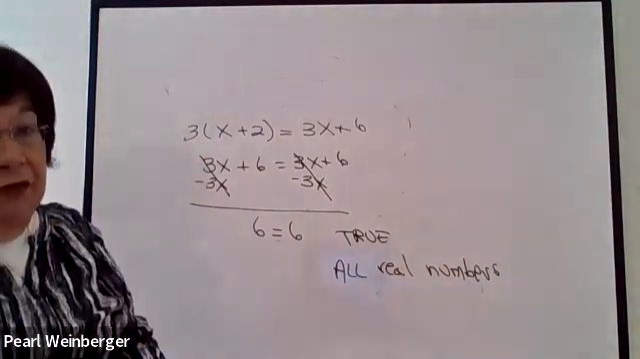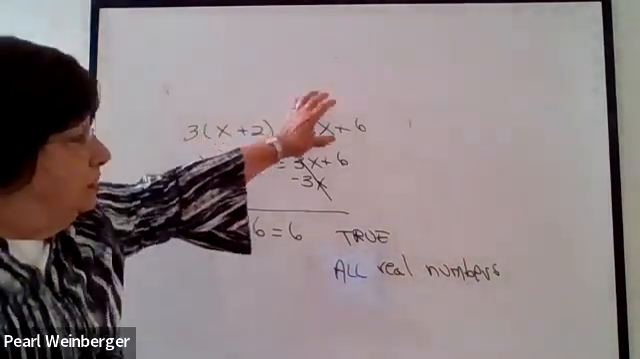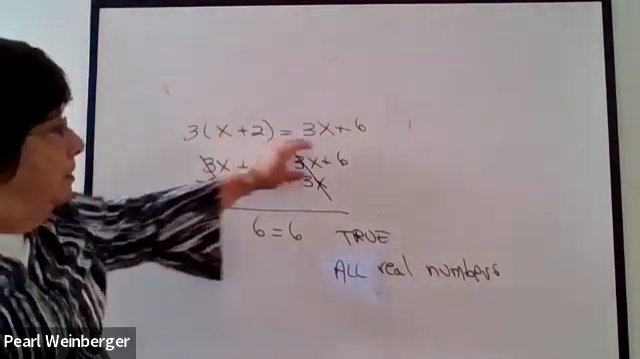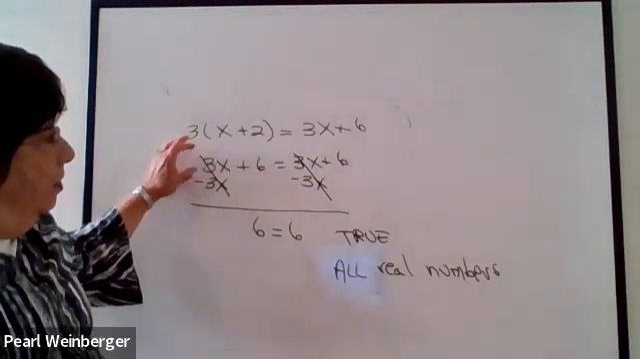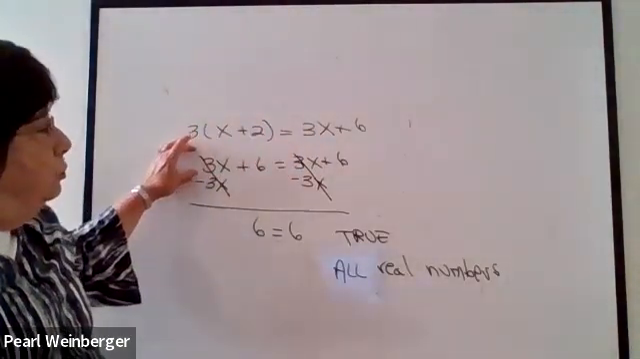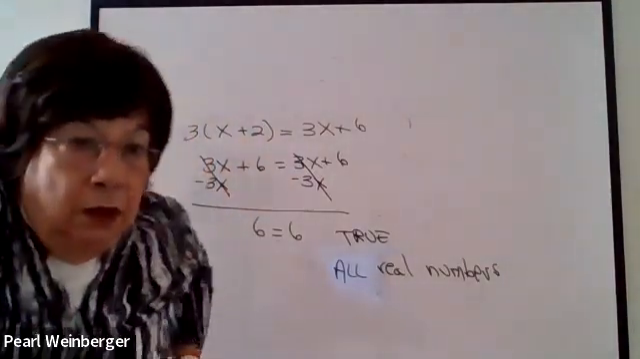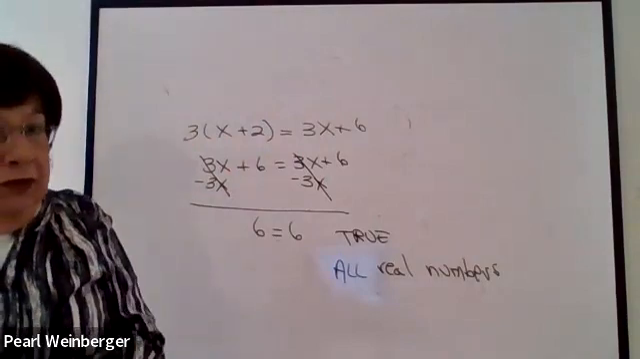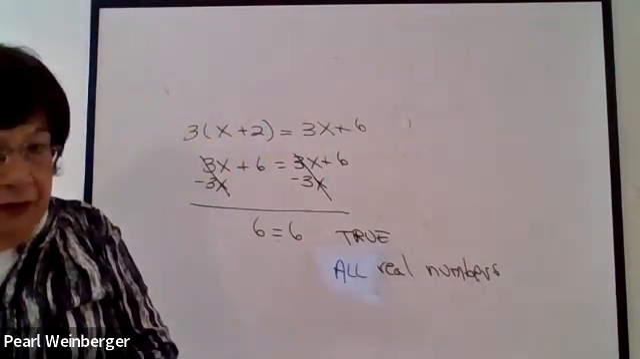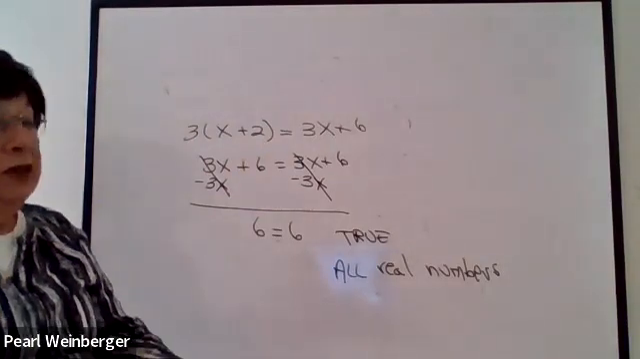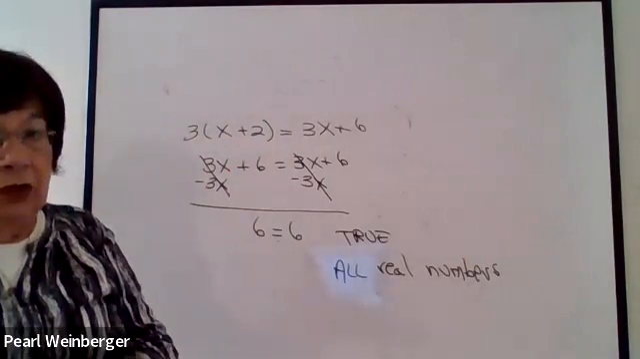Whatever value you pick for x, this side will equal this side, because if you look at it originally, the statement is a statement of truth. It's true. It's not dependent on the value of x. So let's just review what we just did. It doesn't happen often. The situation where the variable disappears is an uncommon situation.